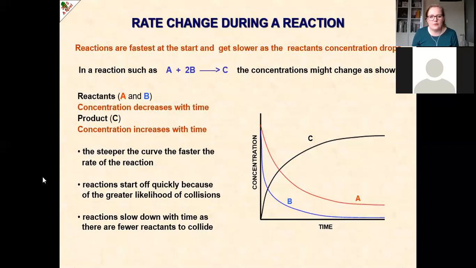Reactions always start off quickly because of a greater likelihood of collisions, and reactions slow down with time as there are fewer reactants to collide with each other. And you can see they're all starting to slow down at the same points where they're crossing on the graph. So A and B are our reactants, C is our product.